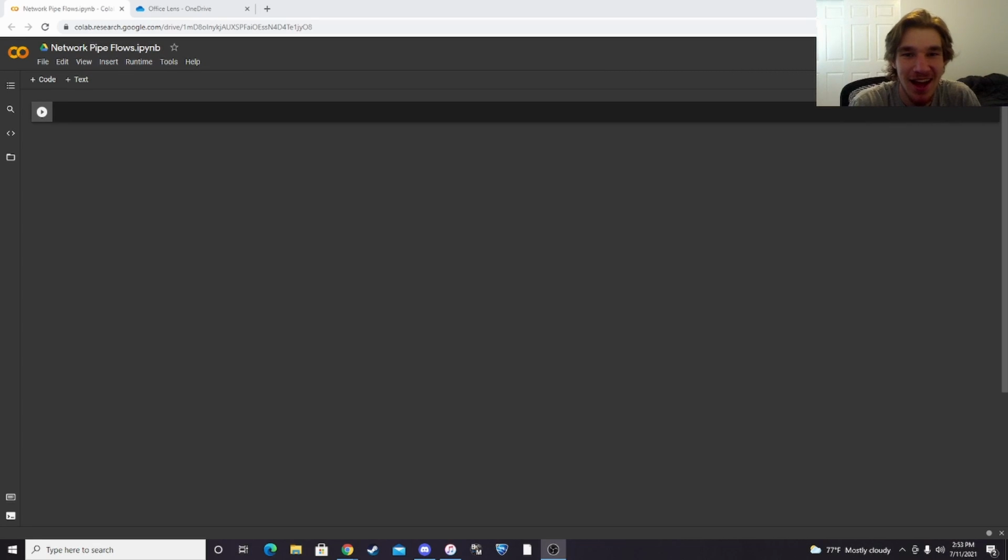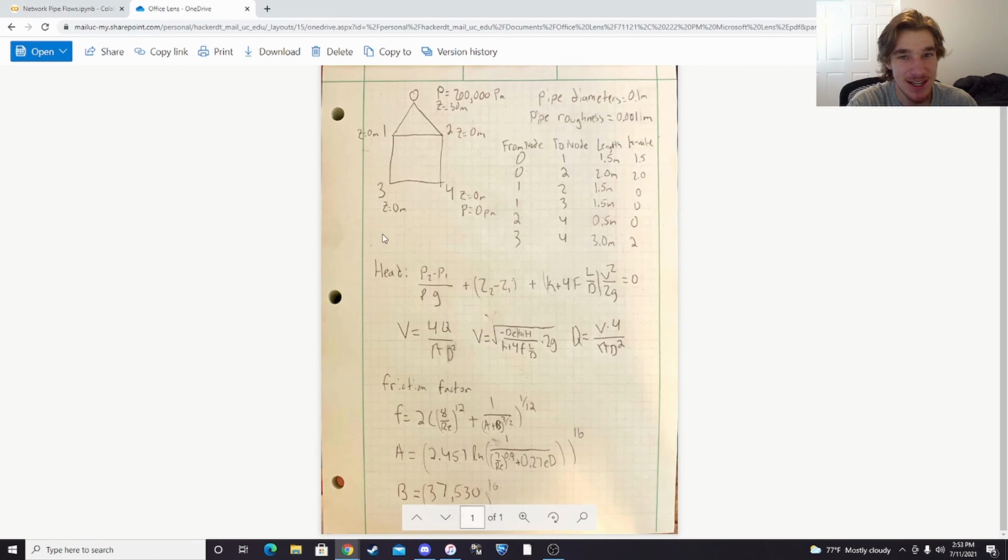Hello, my name is Dylan Hacker, and today we will be solving and coding a network of pipes. We'll be determining the flow in each of the pipes, and what the system looks like is right here. You can see 5 nodes labeled from 0 to 4. 0 and 4 are both external nodes, as 1, 2, and 3 are internal.